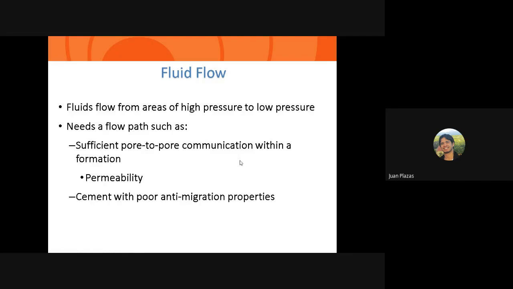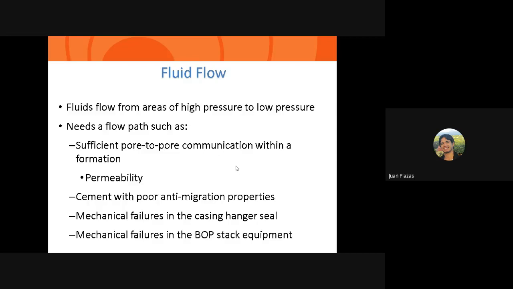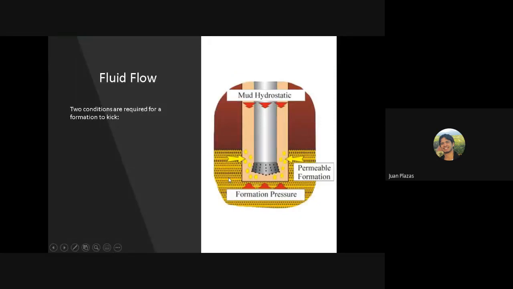Apart from that, fluids could flow when the cement has poor anti-migrating properties. So that means a poor cement job. And in case we had some mechanical failure in the casing hanger, or mechanical failure in the BOP stack. All right. Okay, what we can see here is just, again, the two conditions.